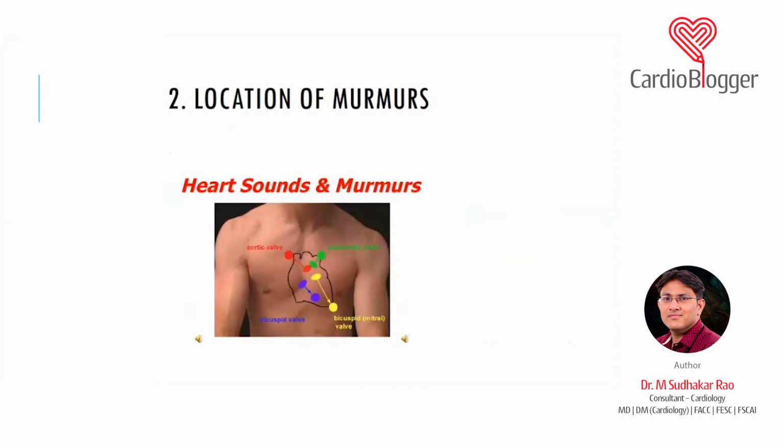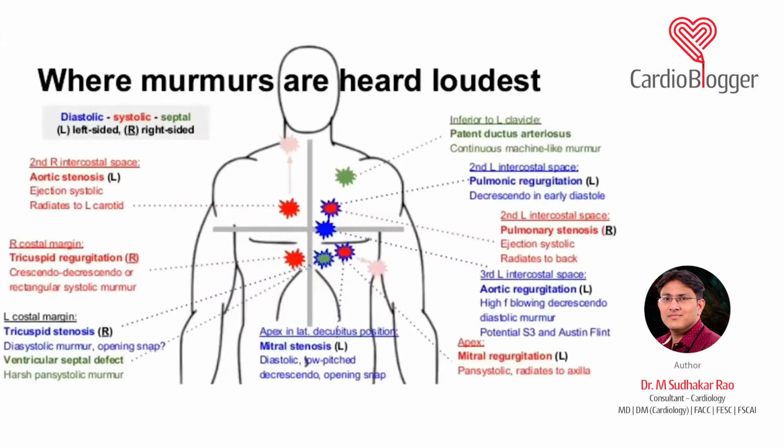Then we have Erb's area where the aortic regurgitation murmur is best heard. We have the tricuspid area where the murmurs of tricuspid regurgitation and ventricular septal defects are best heard, and even the hypertrophic cardiomyopathy is better heard in the lower left sternal border. Then we have the mitral area where your mitral stenosis and mitral regurgitation murmurs are best heard. So these are the area-wise description where each of the murmurs is best heard. Now let's go into shorter detail about each of these.